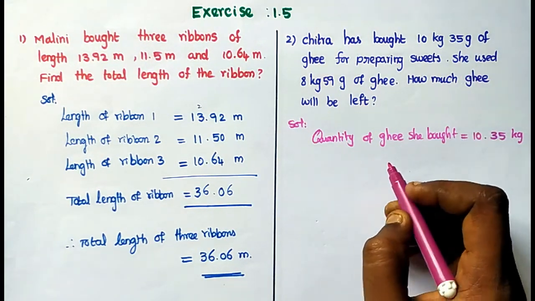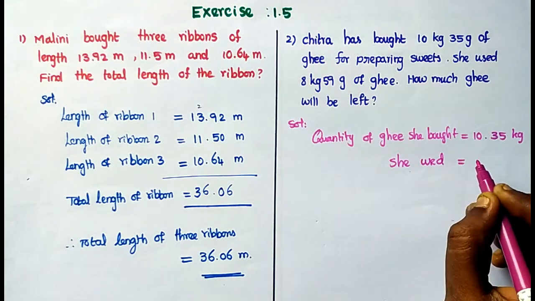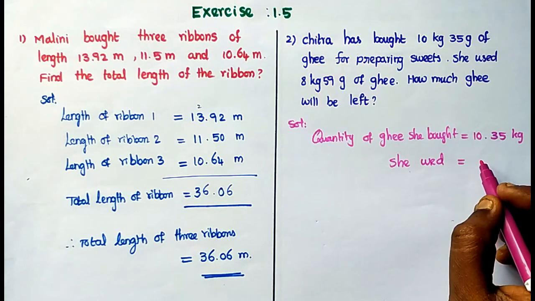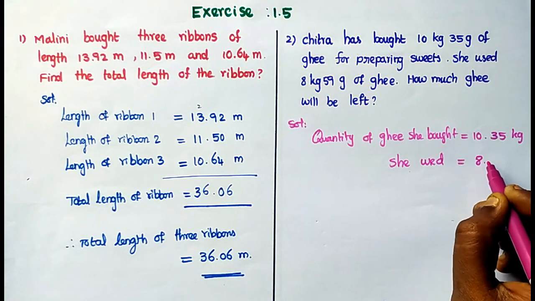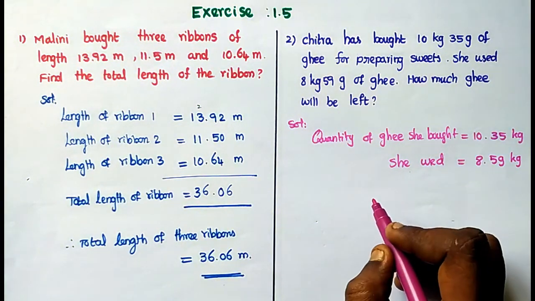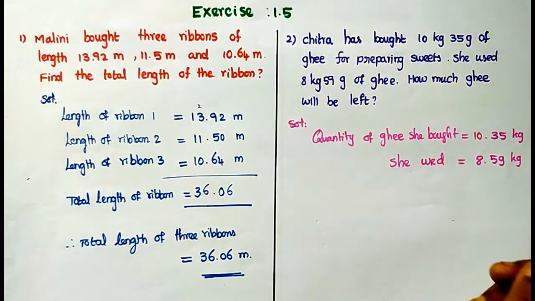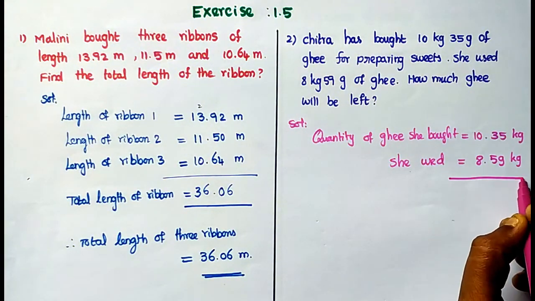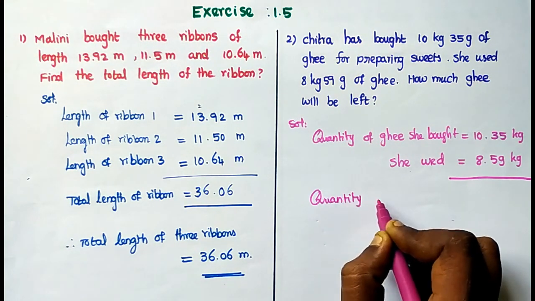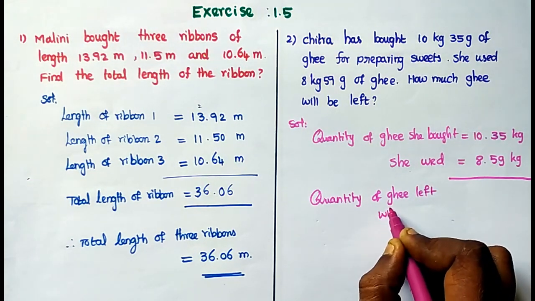She used, quantity of ghee she used how much? 8 kg 59 g, that is 8 kilogram 59 gram. How will you write that? 8.59 kilogram. How much ghee will be left? That means we have to subtract that. Quantity of ghee left with her.